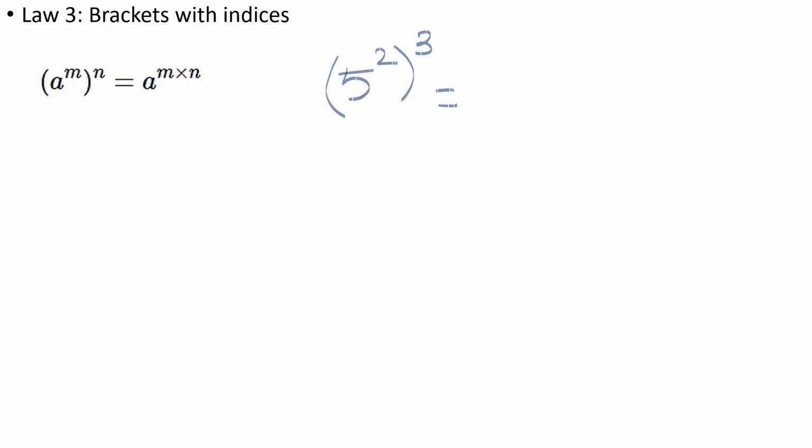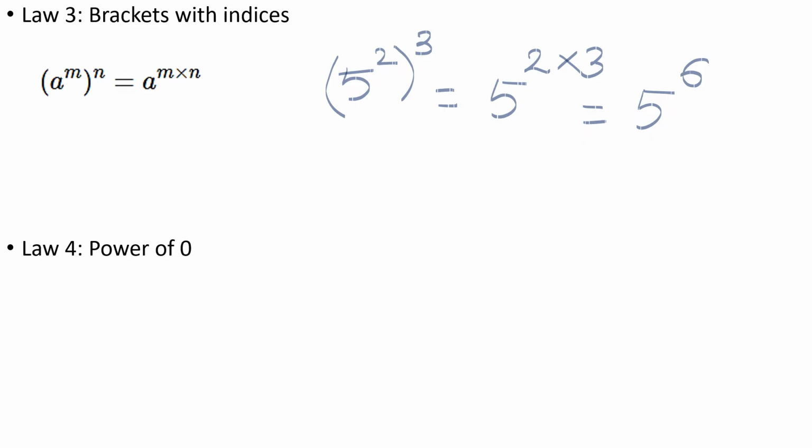So what I will do, I will write the base as it is, that is 5, and then I'll multiply 2 with 3, so it will become 2 into 3. 2 3s are 6, so my answer will be 5 to the power 6. Now let's see the next one.